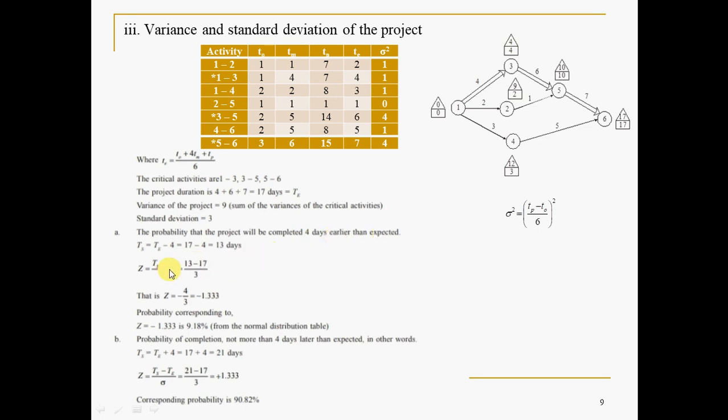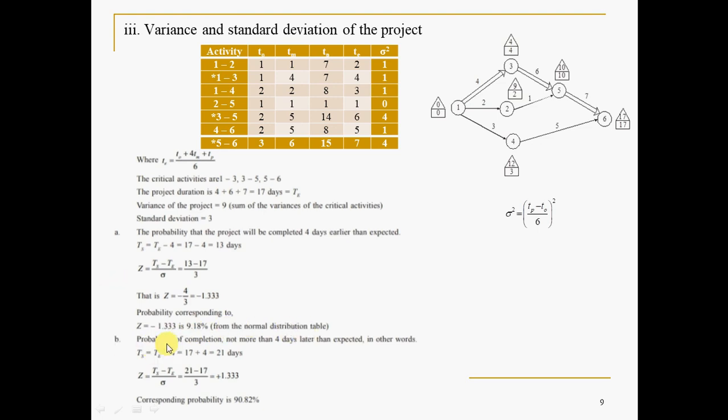So what you have to do is, Z is Ts minus Te divided by sigma. Ts is 13 minus 17 divided by 3, so minus 1.333. You will get it. The probability corresponding to this Z from the probability chart, from the negative value of Z, is 9.18% from the normal distribution table. So you can guess that the probability of completing the project 4 days earlier than expected will be less, of course, 9.18. This is directly read from the distribution table.